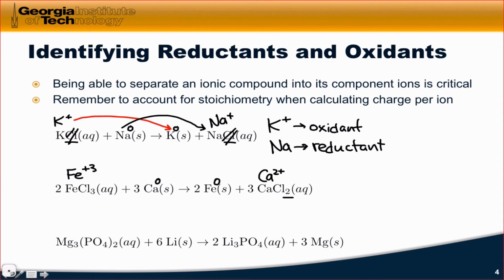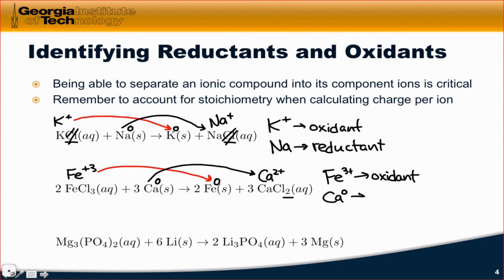We can see here again that Fe3+ is gaining 3 electrons to go from an oxidation state of +3 to an oxidation state of 0, while the calcium metal is losing 2 electrons to go from neutral calcium, calcium 0, to Ca2+. That means that Fe3+ here is the oxidant, while the calcium metal is the reductant. And you may be noticing a pattern here that the metal with the oxidation state of 0 often acts as a reductant. This is a very common pattern, and elemental metals which have an oxidation state of 0 tend to be pretty good reducing agents or reductants.